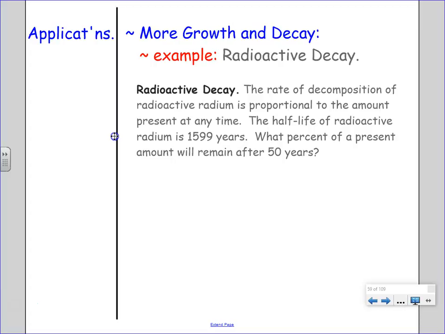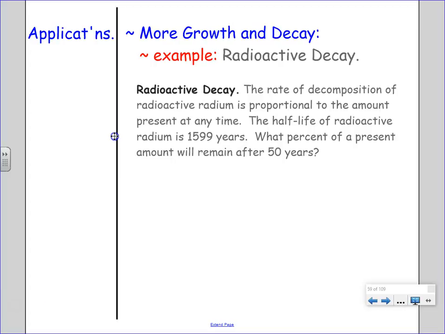So what about this one? The rate of decomposition of radioactive radium is proportional to the amount present at any time. The half-life of radioactive radium is 1,599 years. What percent of a present amount will remain after 50 years?